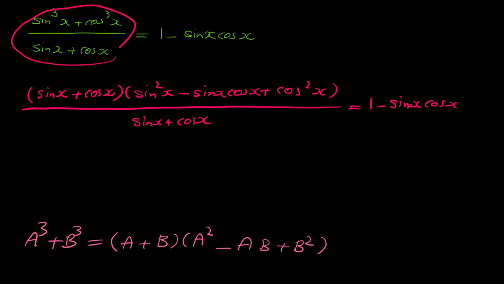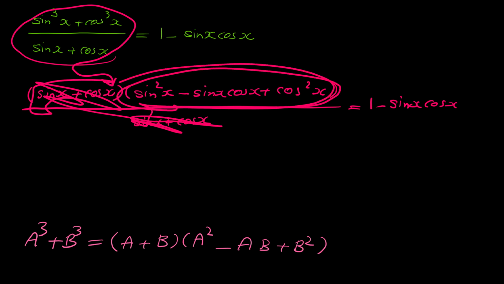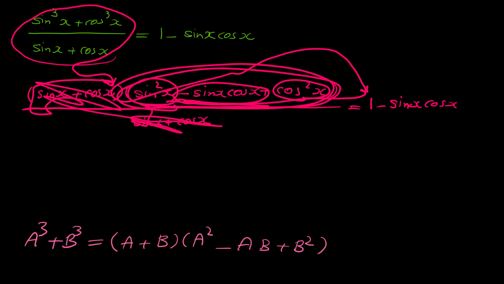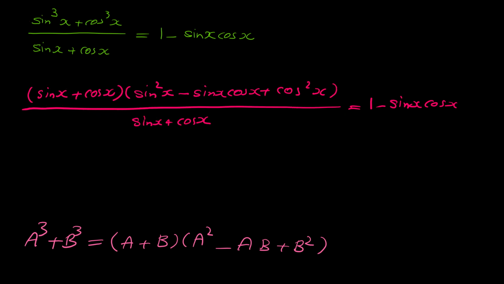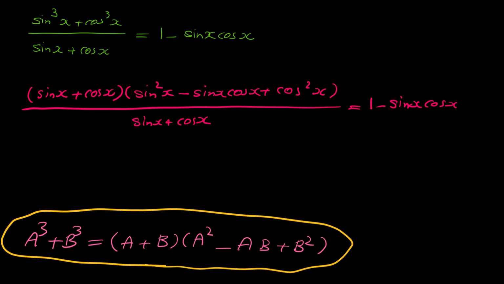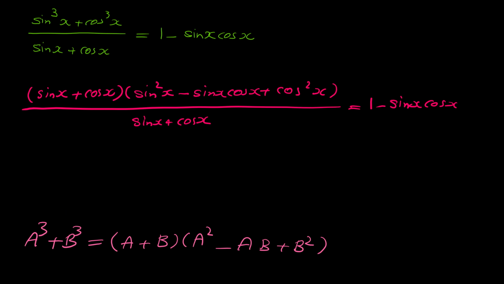So we simplify the left side. Then we got to this. This goes with this, and this remains. But this is exactly 1, because the sum of these two is 1, minus sine cosine. And look at this. This is exactly the other side. So we got to the other side. So the only thing that you need for this question is to be familiar with this identity from algebra.